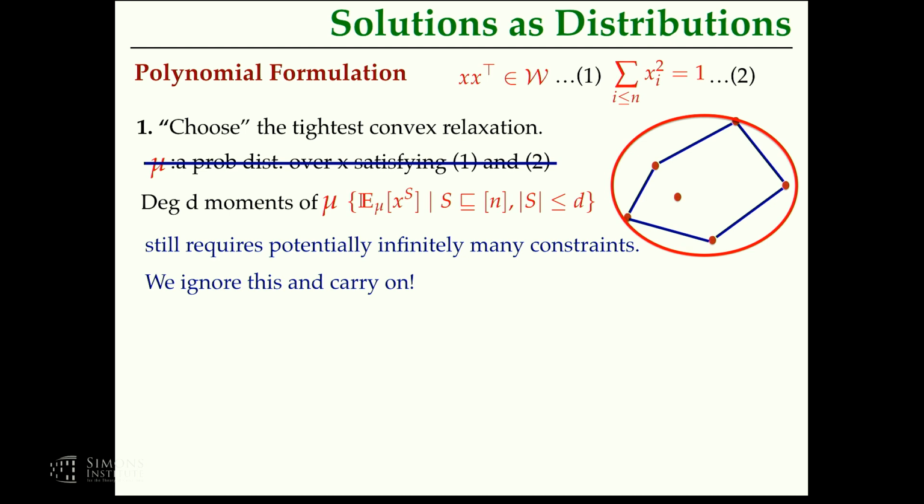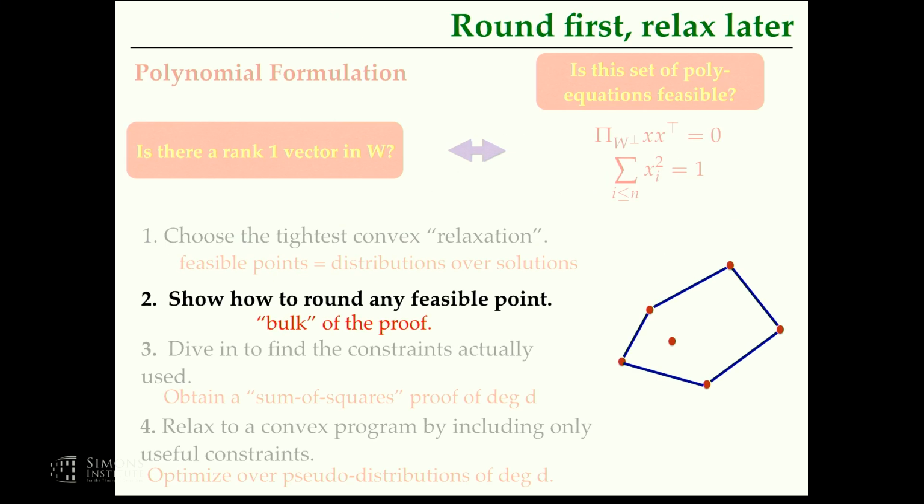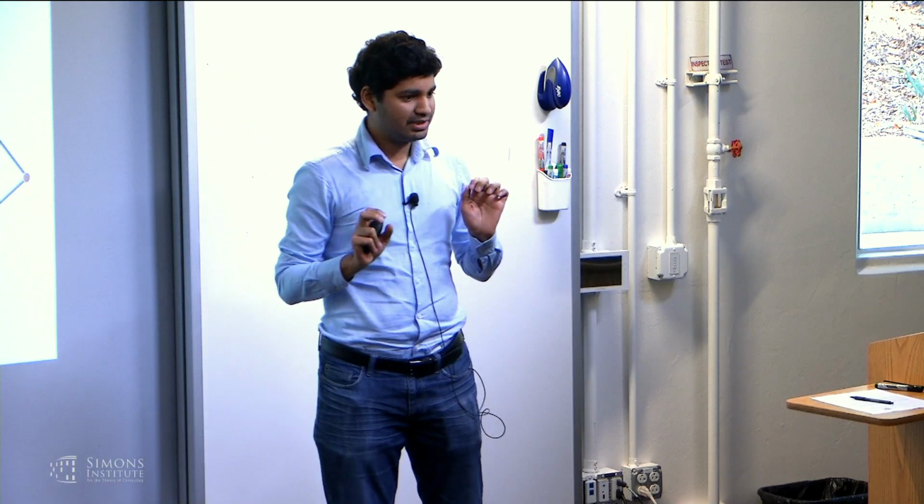So my problem now becomes, given degree d moments of a distribution mu supported over x's that satisfy the system of quadratic equations, how do I map it to a point close to one of the actual solutions? Great. So that brings me to the main step of the proof, the rounding algorithm.